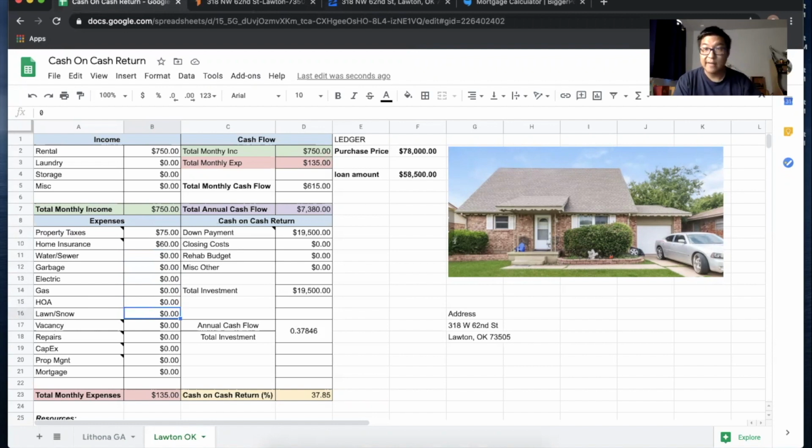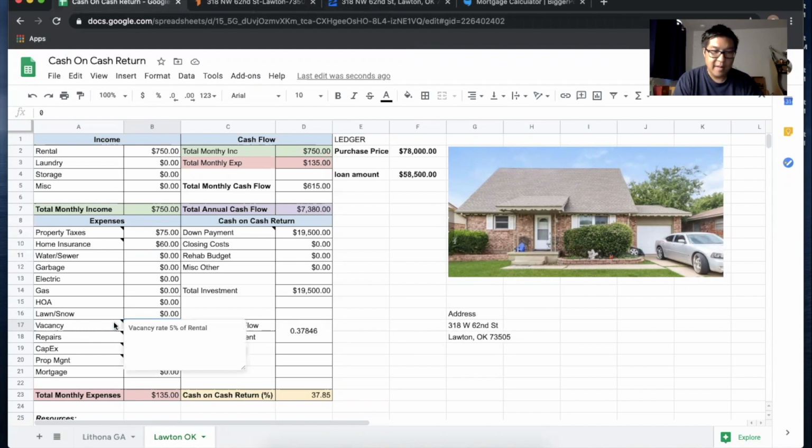Now, vacancy rate. Vacancy rate is the time that our property sits empty, right? I know we don't want that to happen, but it happens, right? People move on, they go to other places, and our property is going to sit empty for X amount of time. Now, how often does that happen? I don't know. So what you could do is go to any data site for your specific region that you're trying to buy. So I can go to any data site for Lawton, Oklahoma, with this zip code, and look up the vacancy rate of a typical rental home.